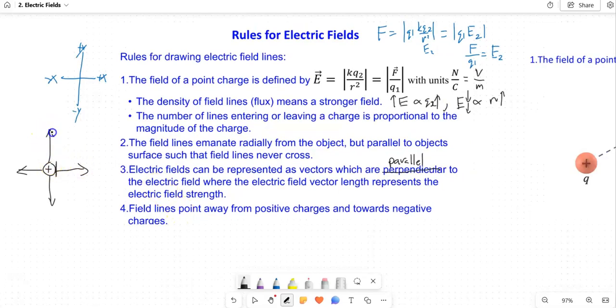So if you have electric field lines represented this way, you could write a little vector at this point and just represent a vector at that point. Okay. The longer the vector, the stronger the electric field. Just like a velocity vector, the longer the velocity vector, the faster you are going, right? So similar idea. Finally, electric field lines point away from positive charges and towards negative charges. All right. So let's go through each one of these 4 points in detail.